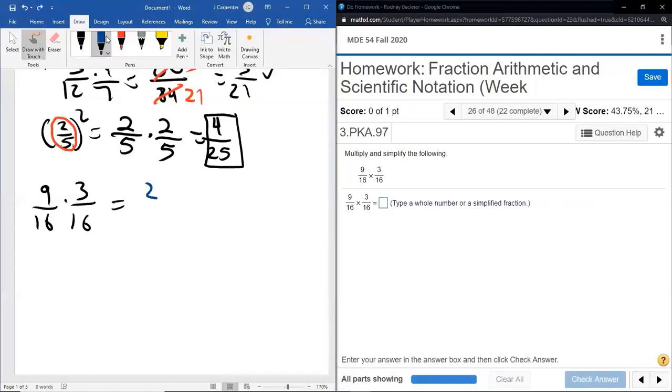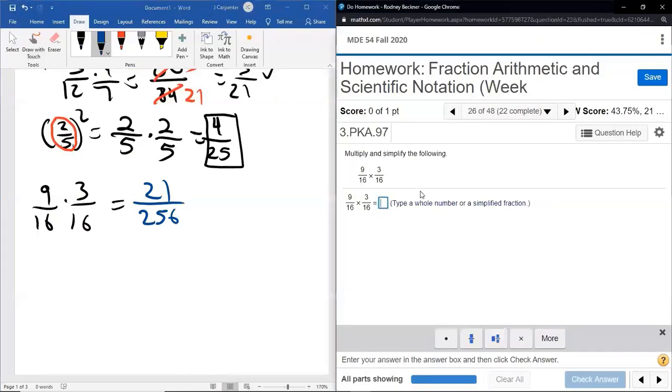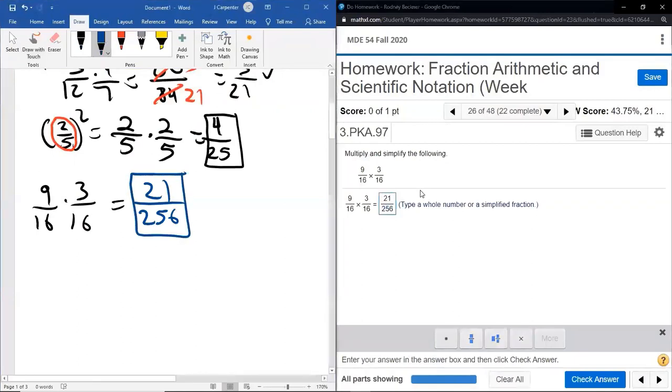So 9 times 3 is 21. 16 times 16, 10 of them would be 160, another 6 would be 96, so that's 256. I'm not going to pull out the calculator just for 16 times 16. So that's 21 divided by 256. Now notice, I don't even think about reducing this. If you can't reduce here, then you can't reduce here. That's one of the really awesome facts about multiplying and reducing. If you can't reduce it first, then you can't reduce after you've multiplied. You don't believe me?